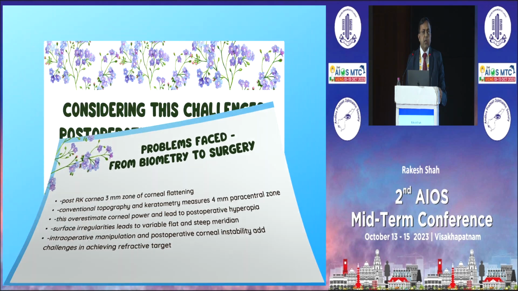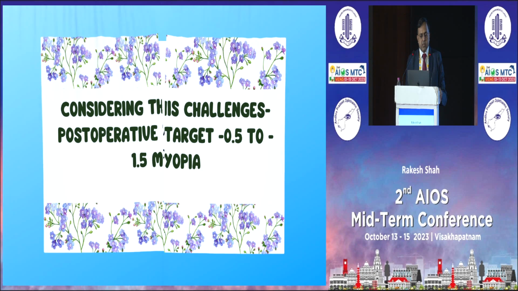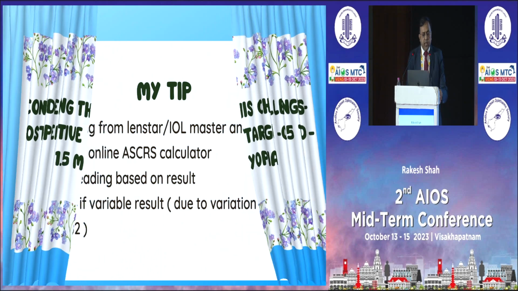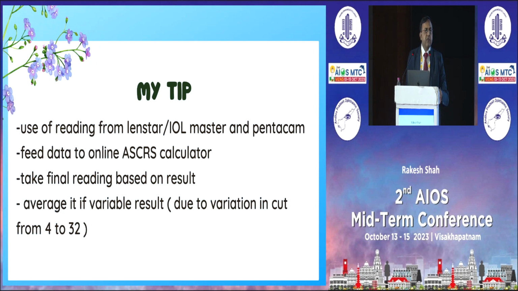So here it's very important to have very good biometry. In general, with different biometry, I target 0.5 to minus 1.5 of myopia, and that has led to consistency in my post-operative results. I take the readings from the Lenstar and the IOL Master if you have it, and then the Pentacam, feed all this data into the online ASCRS calculator, and take the final reading based on the result. If sometimes you get a variation, you may have to average, do the first case, and accordingly plan for the other eye also.